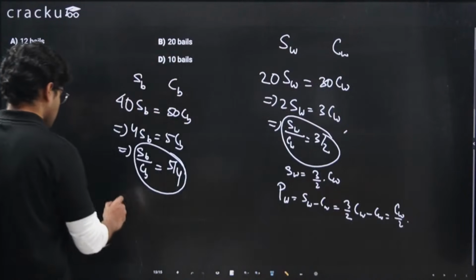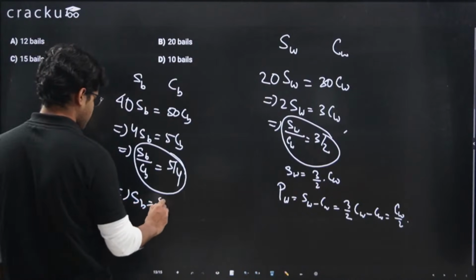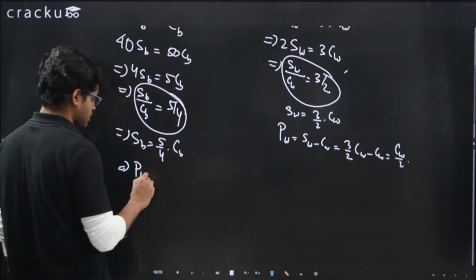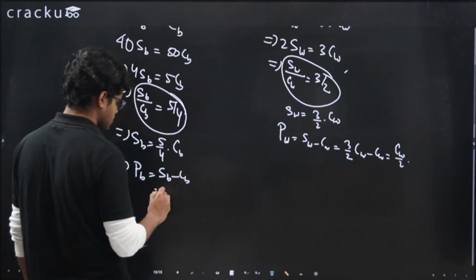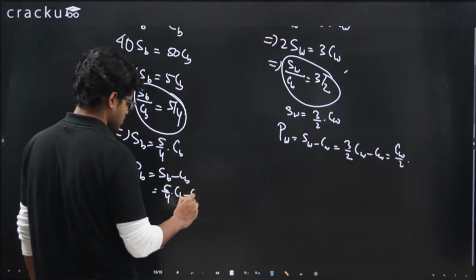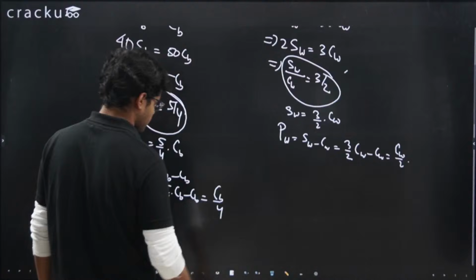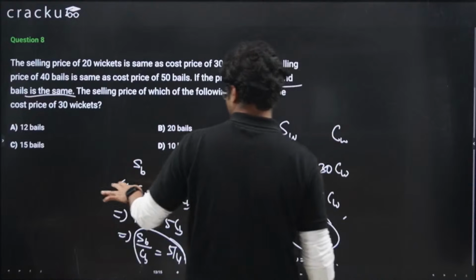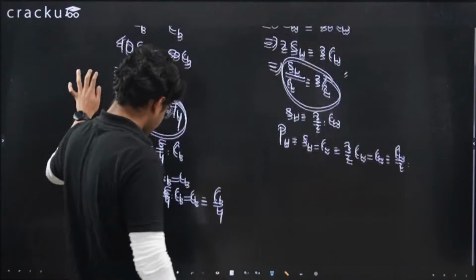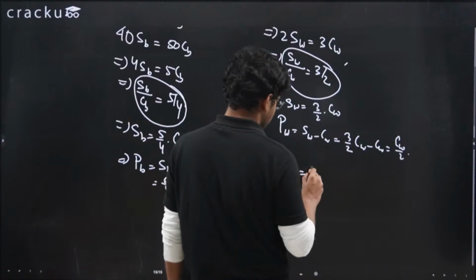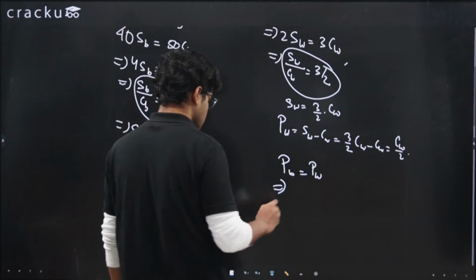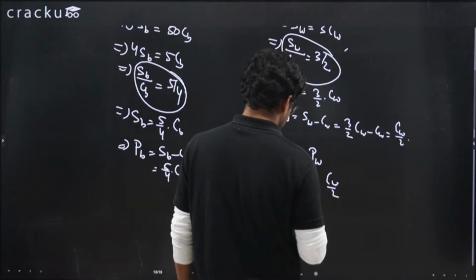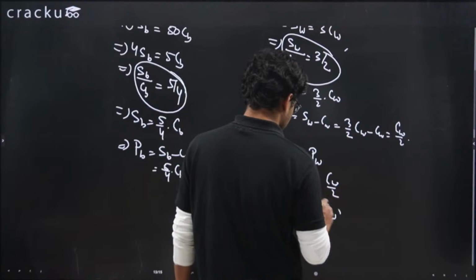Similarly, what is SB? SB I can write as 5 by 4 into CB. So what is profit on bales? Profit on bales is SB minus CB, which is 5 by 4 into CB minus CB, which is CB by 4. Now it is given that profit on wickets is same as the profit on bales, which means PB equals PW, or CB by 4 equals CW by 2, or CB equals 2CW.